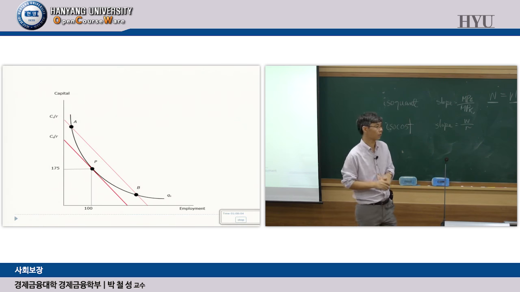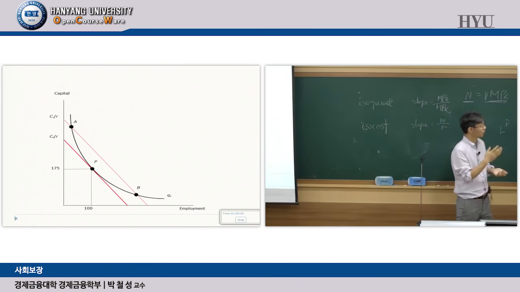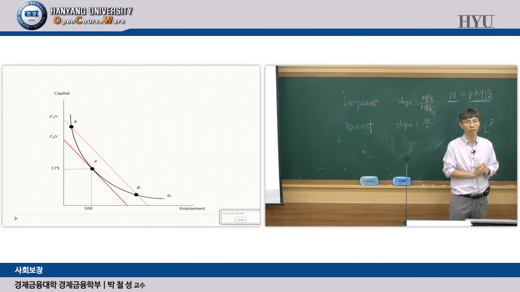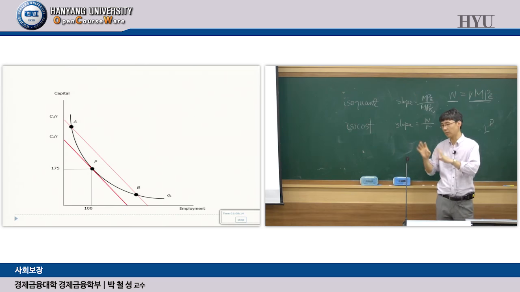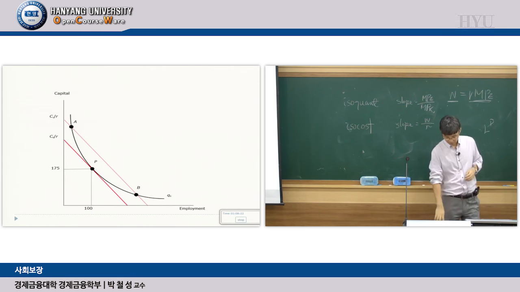So from the cost minimizing exercise, we can derive the conditional labor demand curve. And this is going to be different from the labor demand curve we usually talk about, which we are going to cover in the next lecture. So today, this is it.